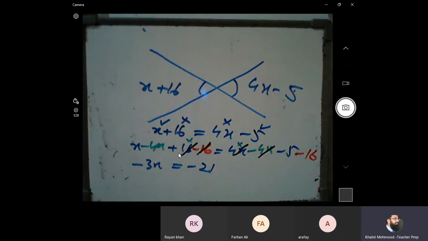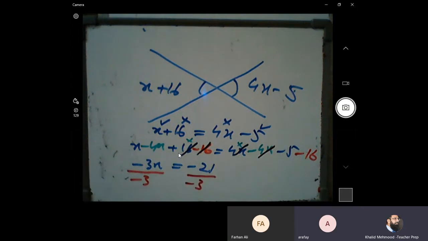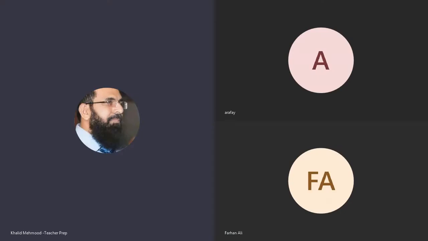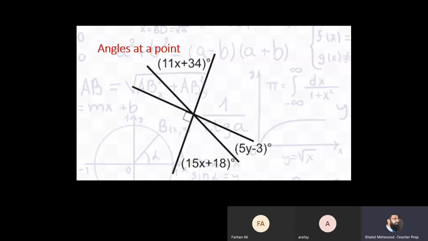And now we have minus 3x with this, so we'll be removing it by dividing by minus 3, and to make it balance, minus 3 on the other side. 21 divided by 3 is 7. It cancels, yes, well done. So x is equal to 7. So we can do it like this, okay? So this is a problem we have done. Now we can see the rest of the problems here. This is also the same type of problem.